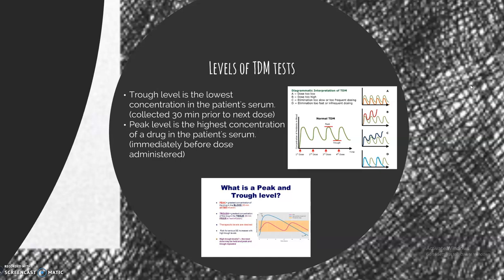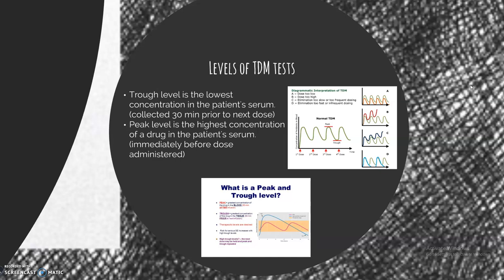Your book goes into this in great detail, and it actually covers the trough level is the lowest concentration in the patient's blood. We're going to collect this immediately prior to the next dose. It says not more than 15 minutes to administration of the drug. They give a 15 to 30 minute window. The peak level is the highest concentration, and your book doesn't actually give a time frame, but we want to do it immediately before the dose is administered. So this is when it would be at the highest in the system.